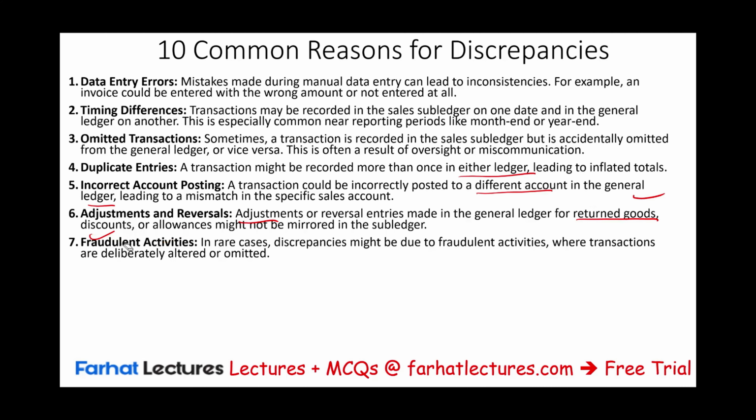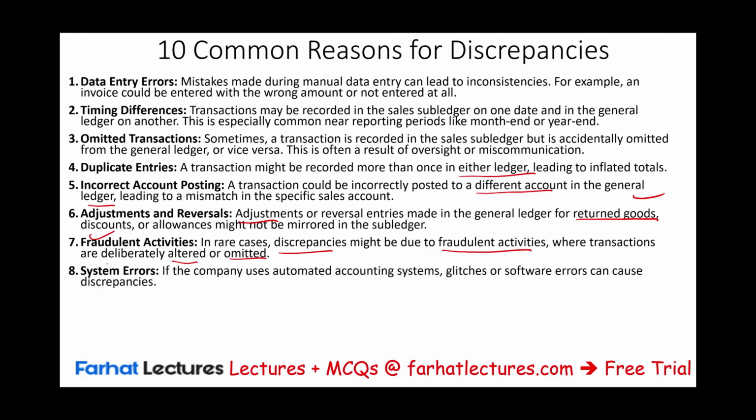And the problem here is fraudulent activity. In rare cases, discrepancies might be due to fraudulent activity where transactions are deliberately altered or omitted. For example, if a manager wants to inflate sales, they might increase the general ledger without creating a customer. Because if you create a customer, the customer will have a name, address, social security, and so on and so forth. And it's a fraudulent sale, so you'll try to dump it into the ledger, but if you do the reconciliation, you'll see that no customer exists for that sale.